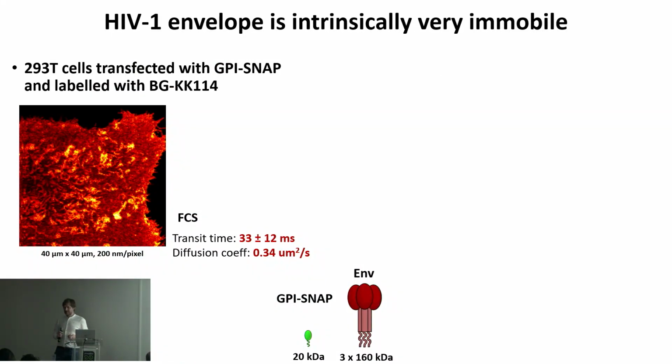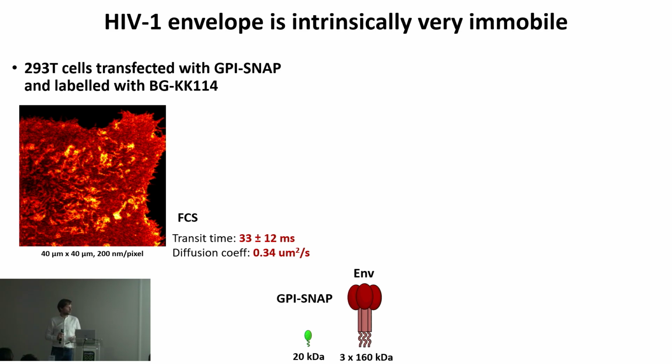So we wanted to actually see, is this just the ENV molecules that behave so slowly, or is it generally an intrinsic property of the HIV membrane? So in this case, we used a much smaller molecule: just a GPI anchor with a SNAP tag. We labeled that first, and we looked at it in FCS in the cells.